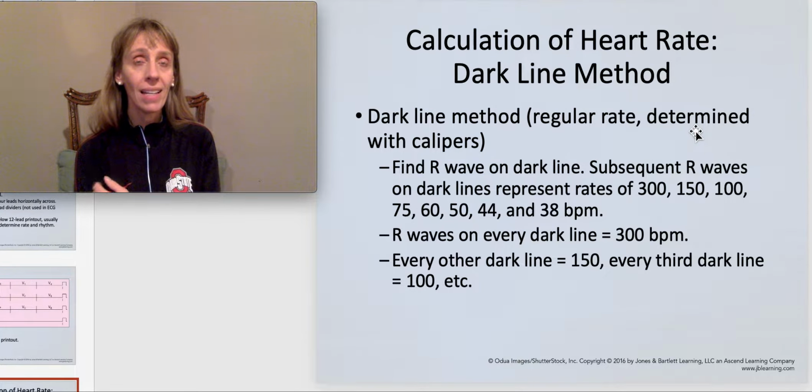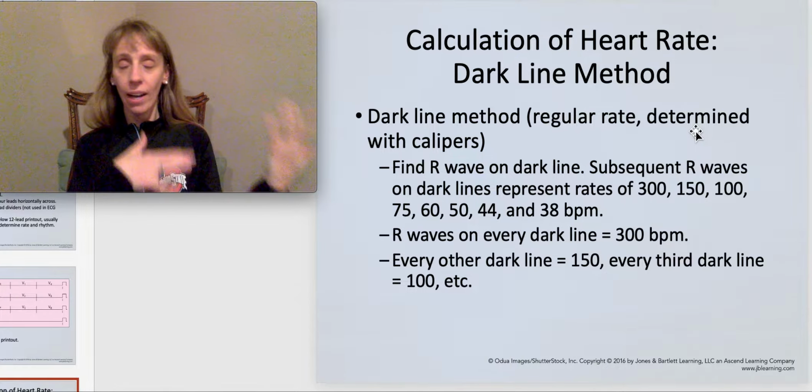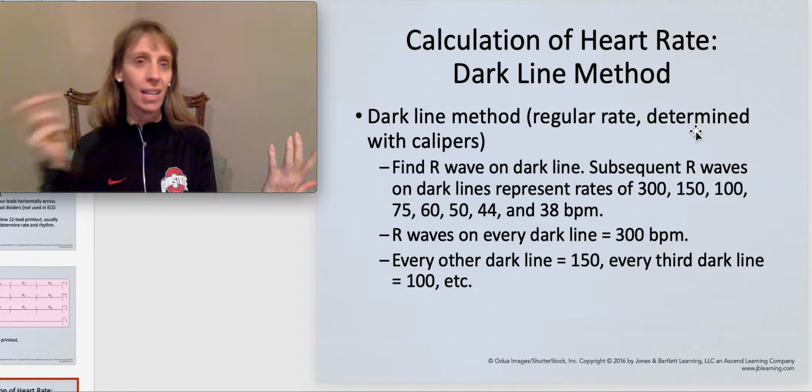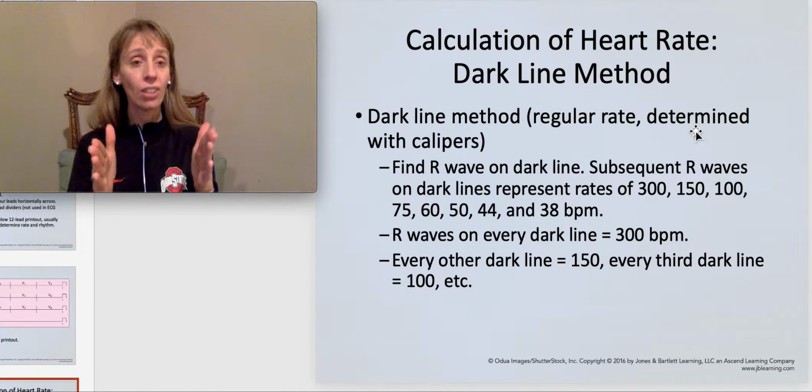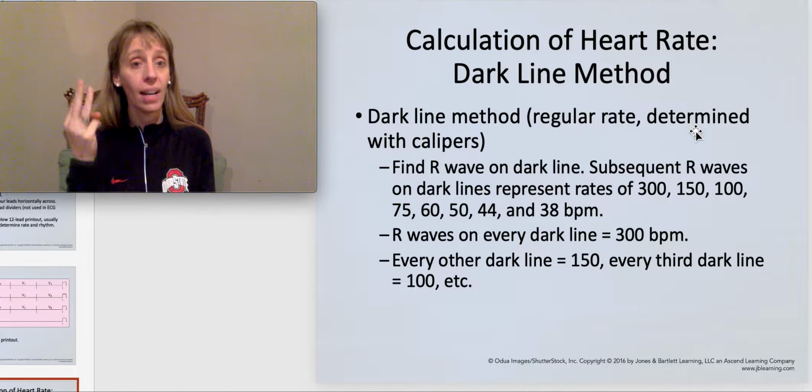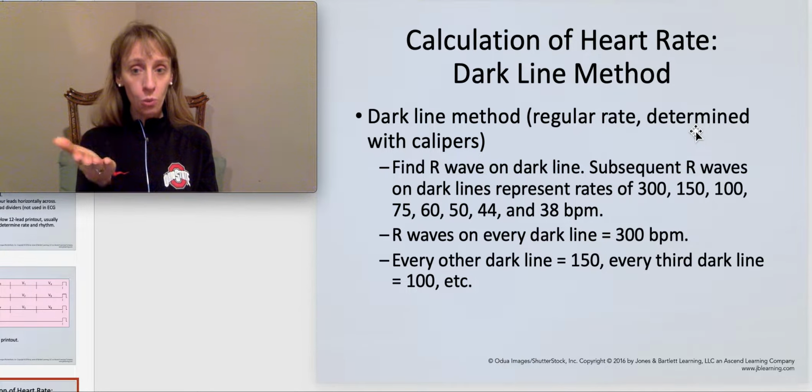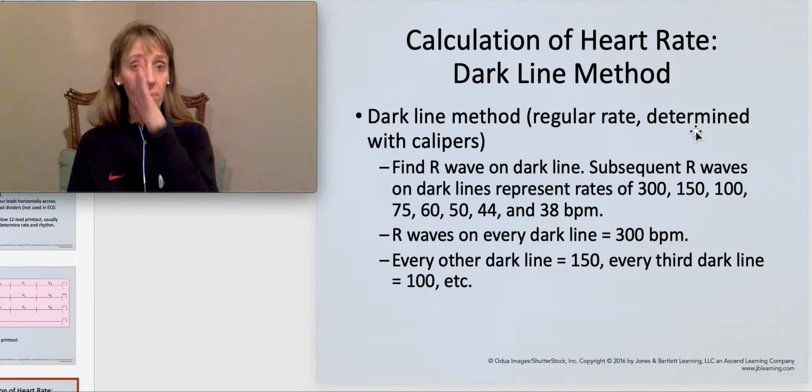Before we get into understanding how I just quickly told you about 10 electrodes giving us 12 views, let's stop and take a look at how we calculate heart rate. I'm going to go over 3 methods of heart rate calculation. The first one is the one I use most commonly. It's called the dark line method. Not a fancy name. We're using the dark lines on that pink paper.